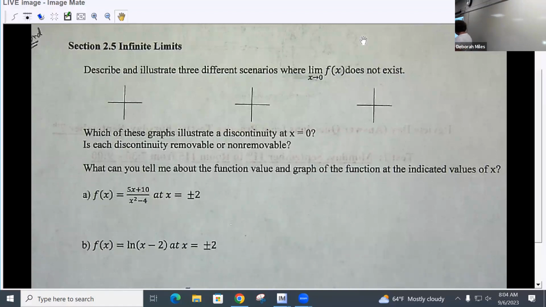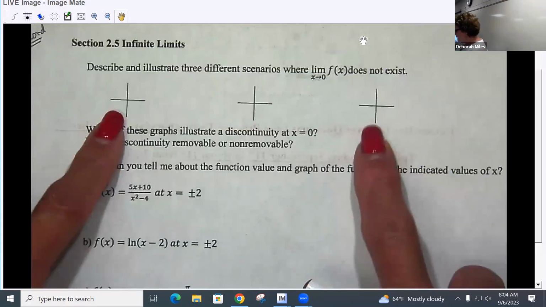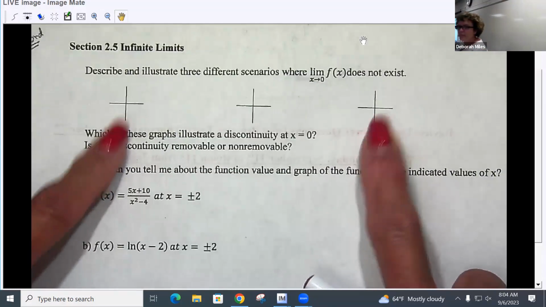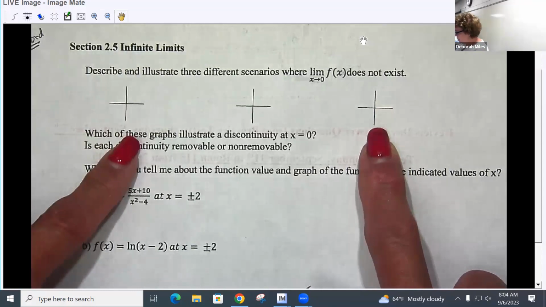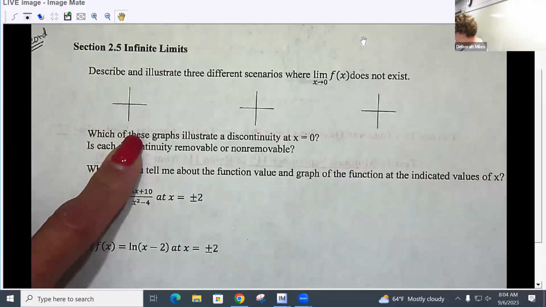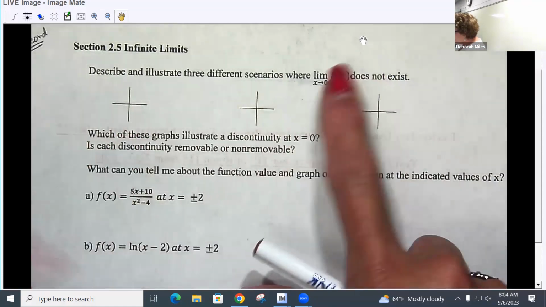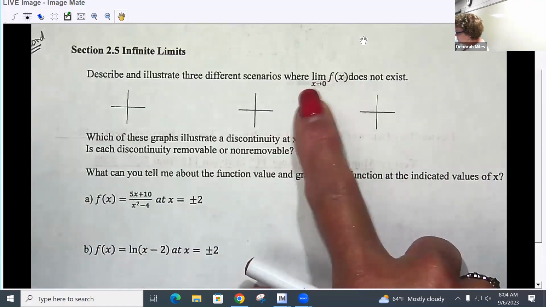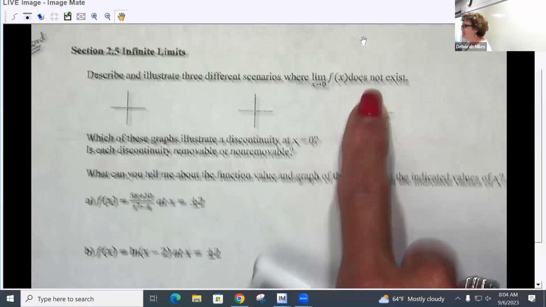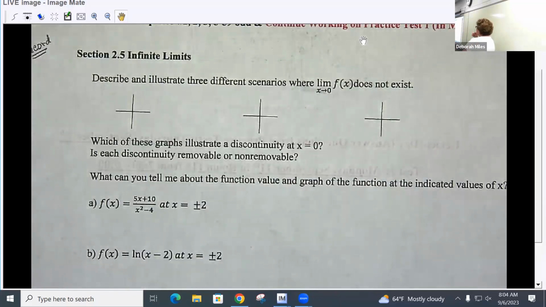We're going to change our notation just a little bit here and use some notation that tells us how the limit fails to exist. Before we get there, in section 2.2, we talked about 3 scenarios when we would say the limit of the function as x approaches 0 does not exist. Can you think of what those 3 scenarios were? Or any one of them?